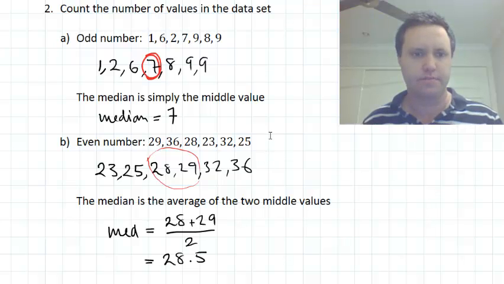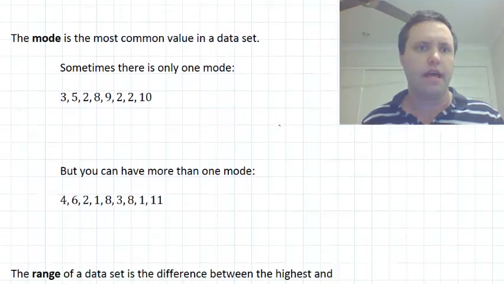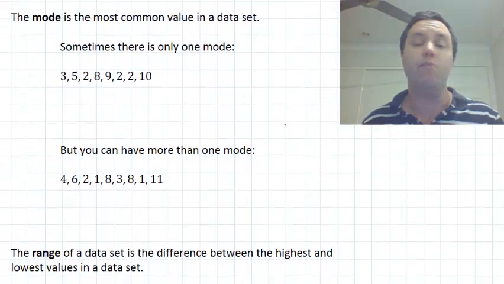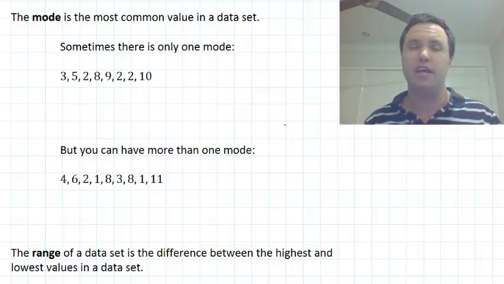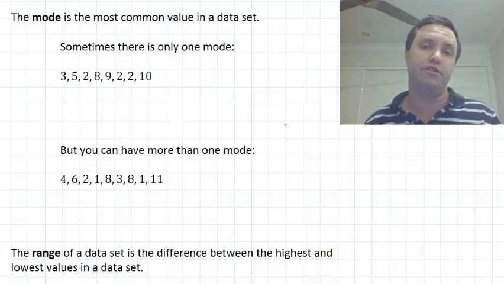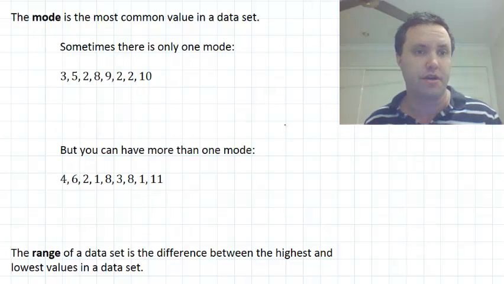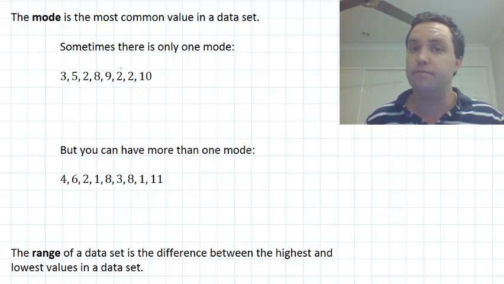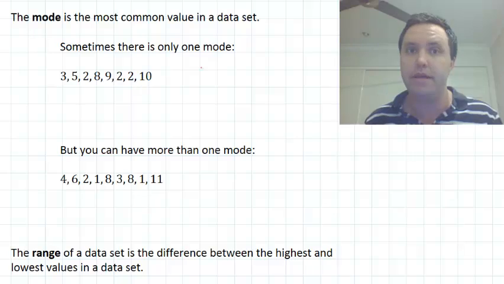All right, a couple more for us to look at. The mode is the most common value in a data set. It's quite an easy one to calculate. Well, it's not even really a calculation to choose. However, it's not a very powerful measure of center and it isn't often used. Basically just look for whichever one happens the most. And sometimes there is only one mode happening in a data set.